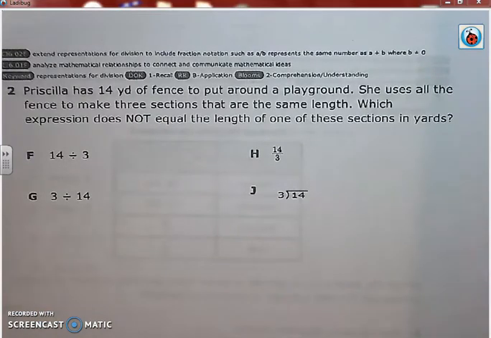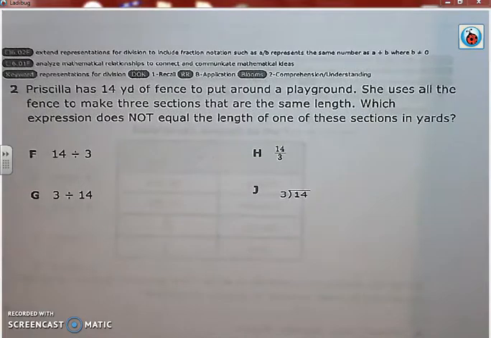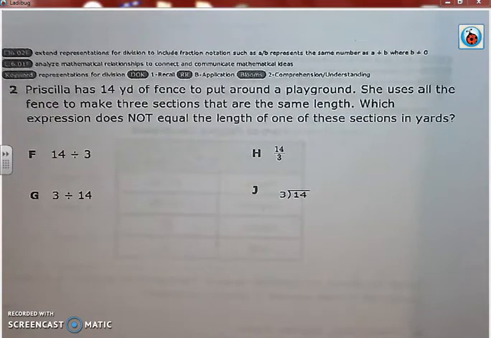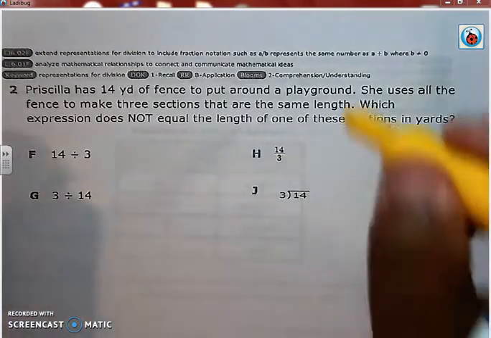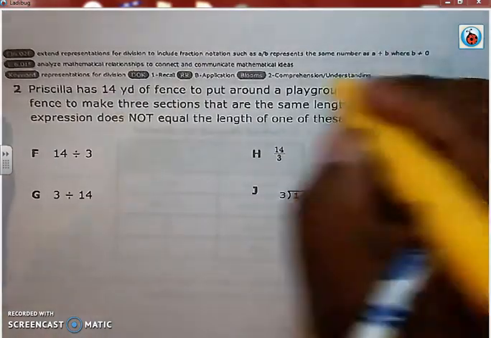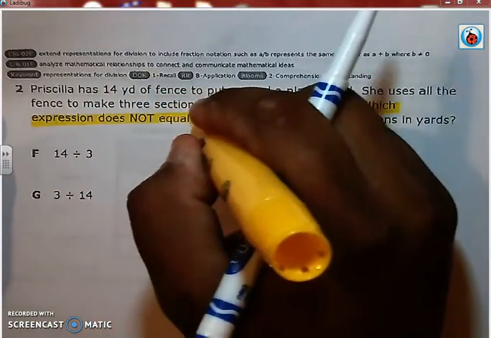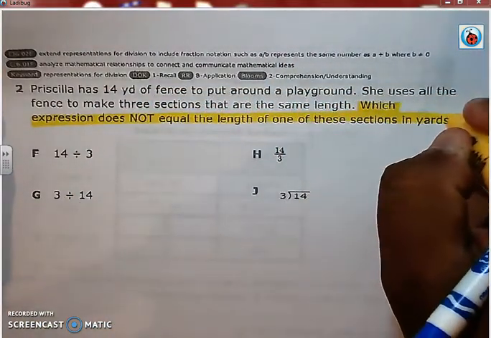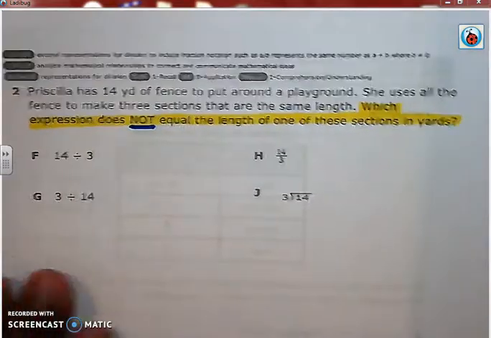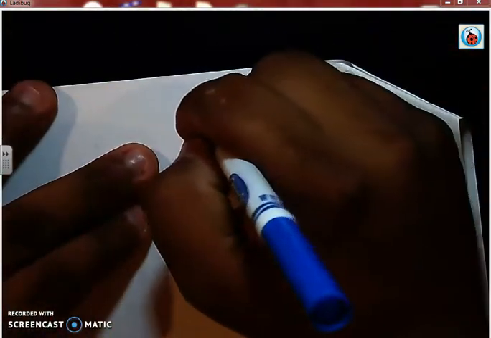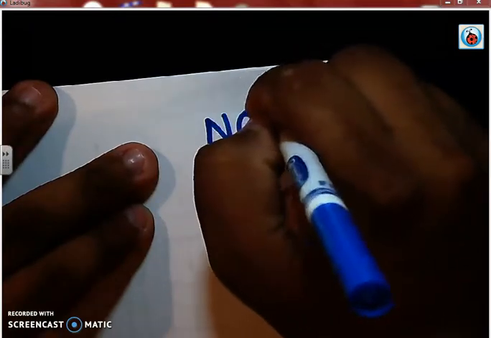Priscilla has 14 yards of fence to put around a playground. She uses all the fence to make 3 sections that are the same length. Which expression does not equal the length of one of these sections in yards? It's a not question, so we're going to turn our page to the side, put not real big here.